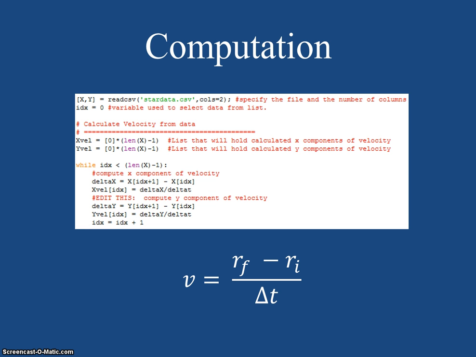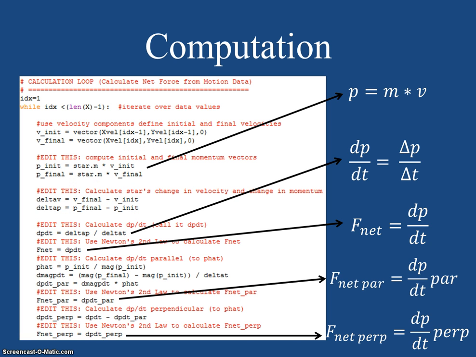This part of the code displays the first while loop of the code. It calculates the velocities of the star during its orbit. The velocities, both x and y, are placed within their respective lists. They will be used later. Much of the calculations shown earlier are used in this section of the code. The second while loop of the code calculates the momentum, net force, and the parallel and perpendicular components. You can see where in the code the calculations or equations are translated by the arrows shown.